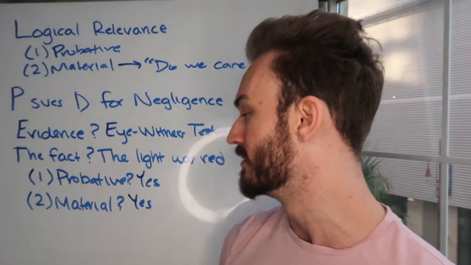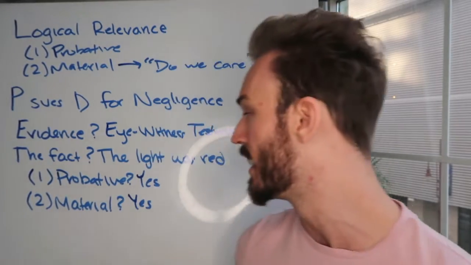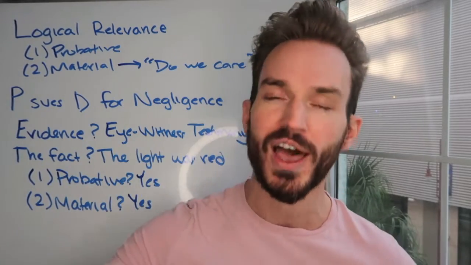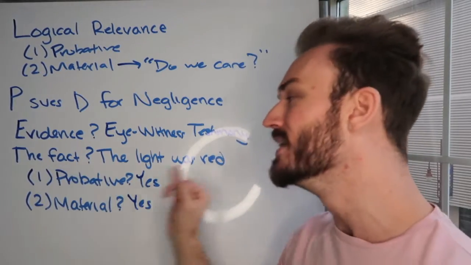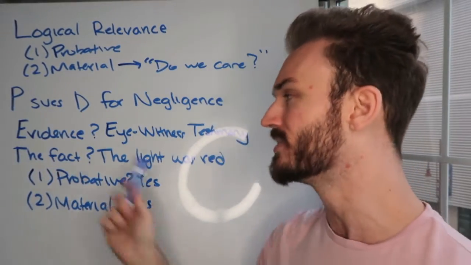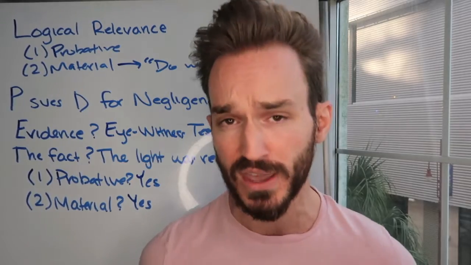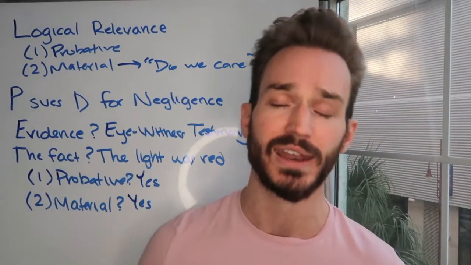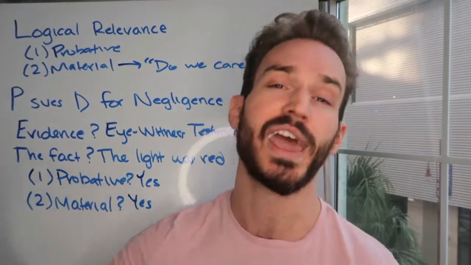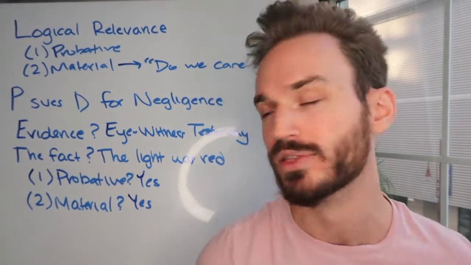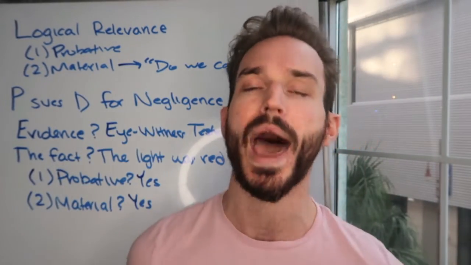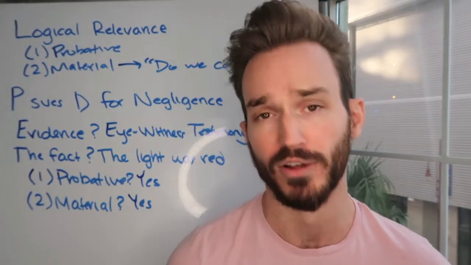So the fact that we have an eyewitness coming in and saying that the light was red is extremely material. That goes to the heart of the plaintiff's case. The fact is of consequence in determining the outcome of the action. So it's material. So this type of evidence right here, an eyewitness coming in and saying that the light was red in a negligence case where the plaintiff is alleging that the defendant was negligent and hit the plaintiff running a red light, that's going to be extremely probative, extremely material, no question about it. That is logically relevant, okay?